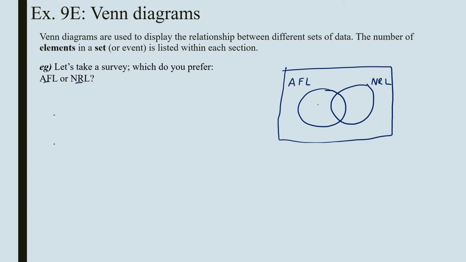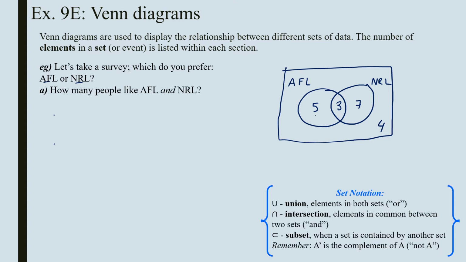We're going to say in this made up class, 5 people like AFL, 3 people like both, 7 people like just NRL, and there are 4 people who don't like either of them, and that's why we put a box around, okay, because we have the event, like we did in our two-way diagrams, that some people don't like either sport, okay?